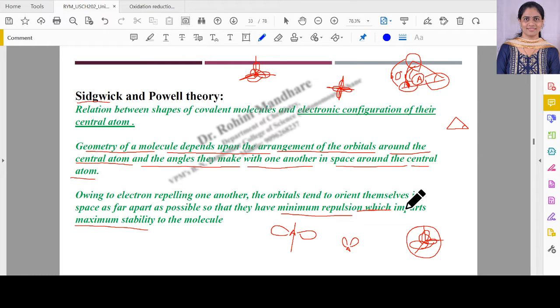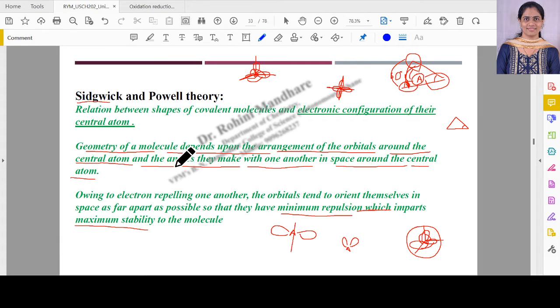So many attempts were made, like the Sidgwick-Powell theory, which depends on the electronic configuration of the central atom. So you have three basic theories: Lewis's theory, Sidgwick-Powell theory, and the VSEPR theory. Remember the basic principles of all these three theories. In Sidgwick-Powell theory, the geometry of a molecule depends upon the arrangement of orbitals around the central atom, and the angle they make with one another in space around the central atom.